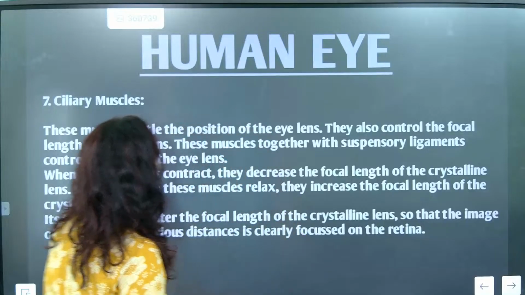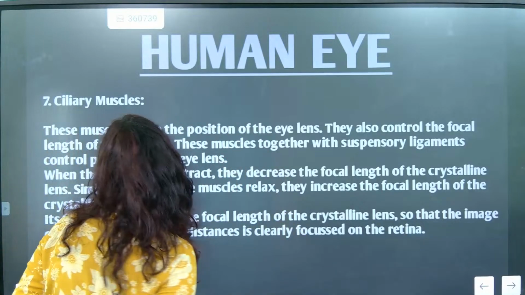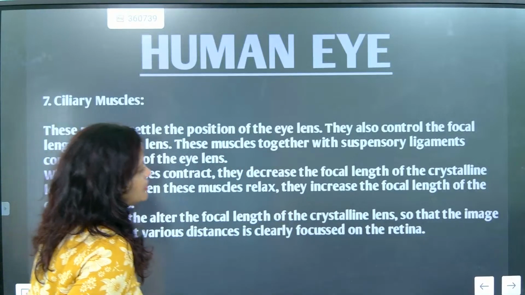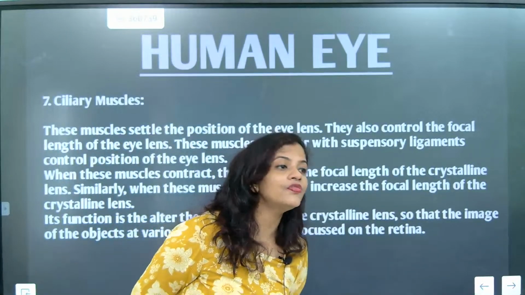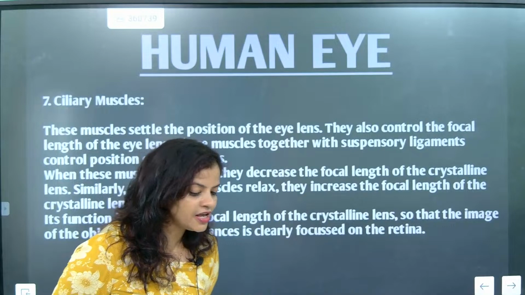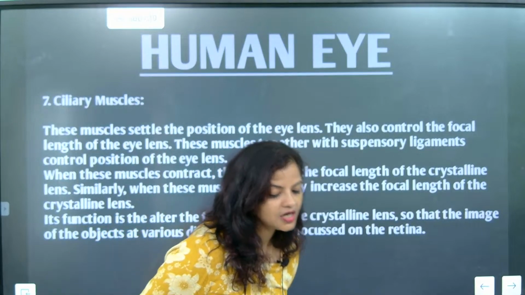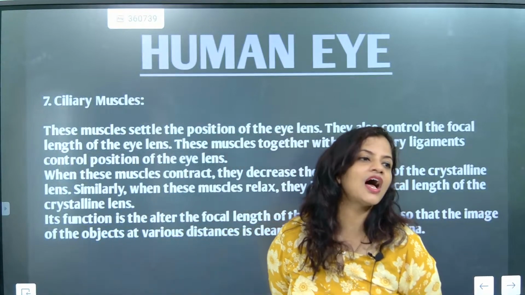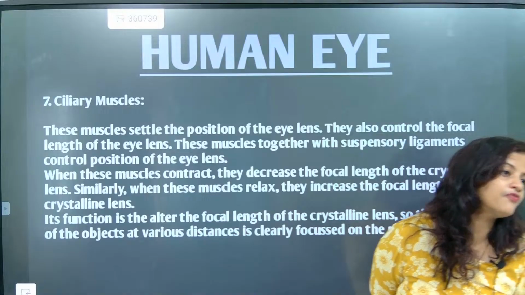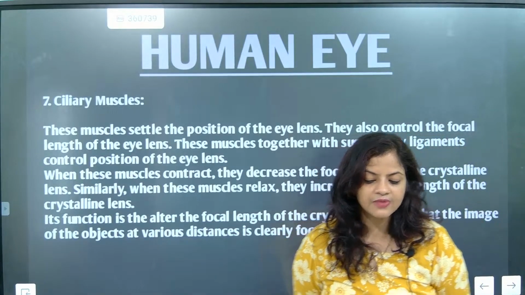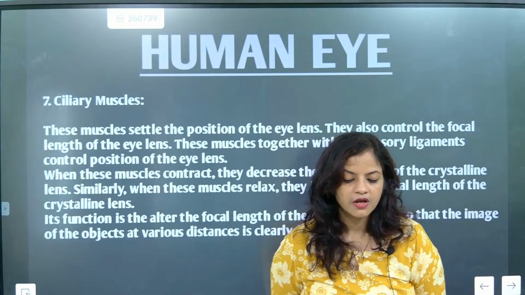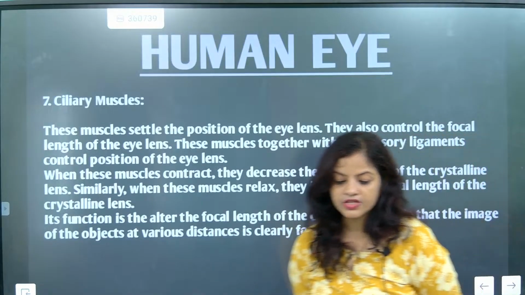Next is absolutely correct, Ranjit. They also control the focal length of the eye lens. Understood or not? So who controls the focal length of the eye lens? Ciliary muscles control the focal length of the eye lens. Again, I am seeing the speed has been reduced. Come on, you need to increase the speed.